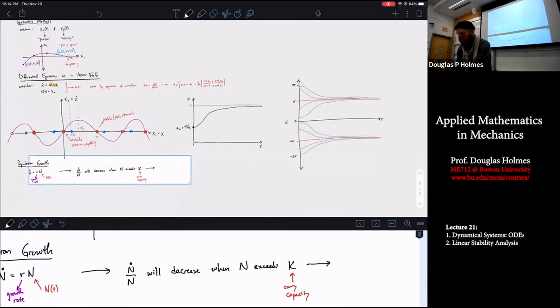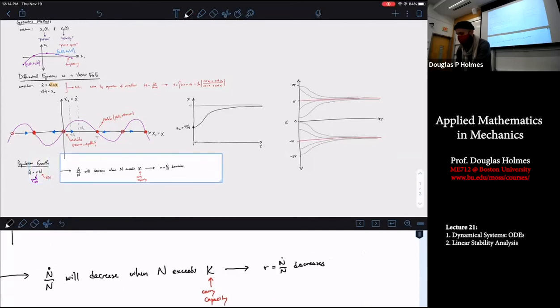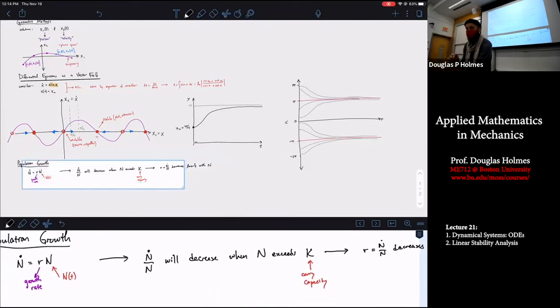assume that R, which is equal to n dot over n, decreases linearly with n, once we exceed the carrying capacity. Or I should say it a different way: R, the growth rate, is not a constant. It depends on n, and it'll decrease linearly with n. So there are two ingredients to this model. One is n dot should increase exponentially, but R should decrease linearly with n.